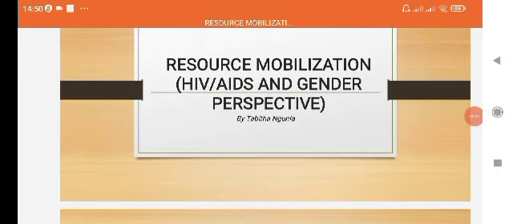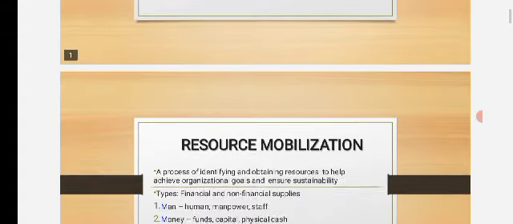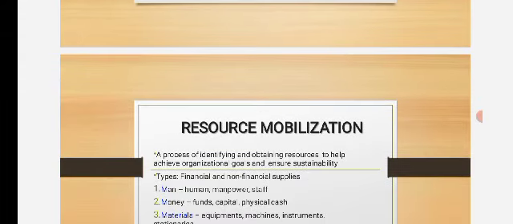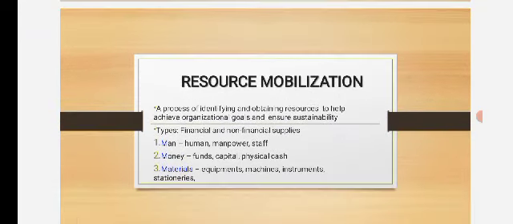Our unit is Resource Mobilization, HIV, AIDS and Gender Perspective. Let's start with resource mobilization, and we define it as the process of identifying and obtaining resources to help achieve organization goals and ensure sustainability. We have types of financial and non-financial supplies.